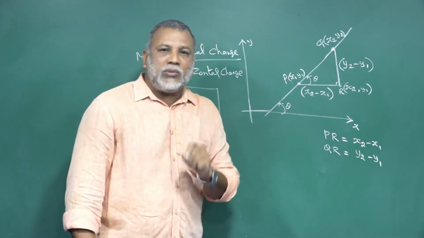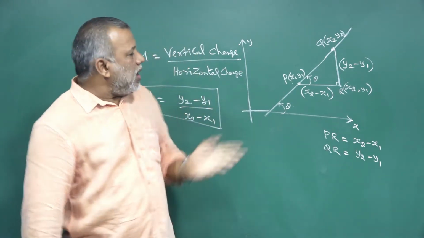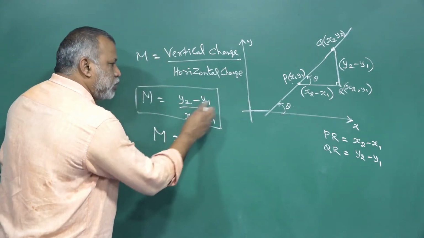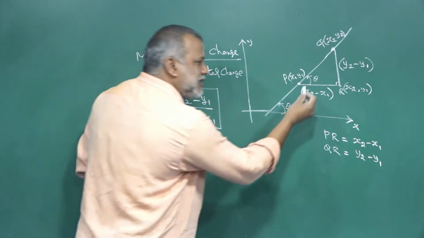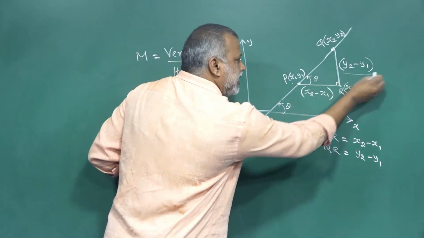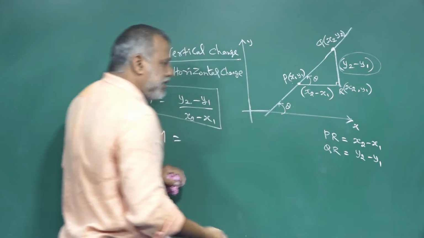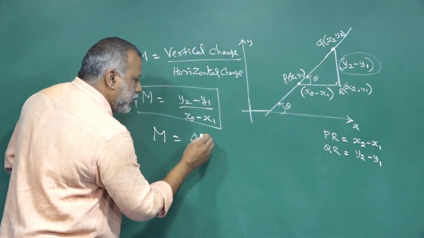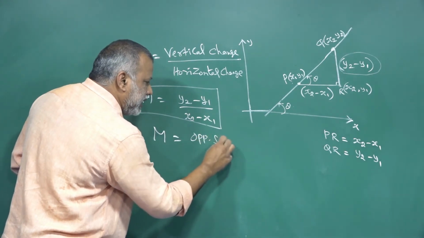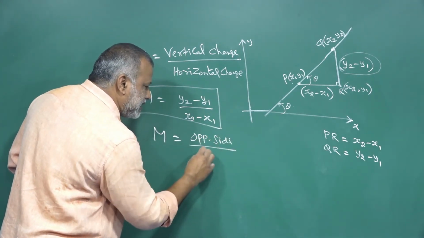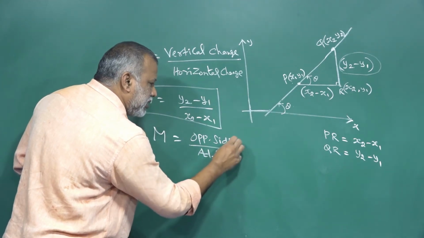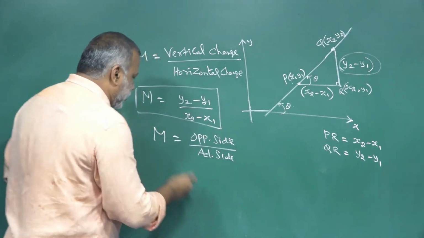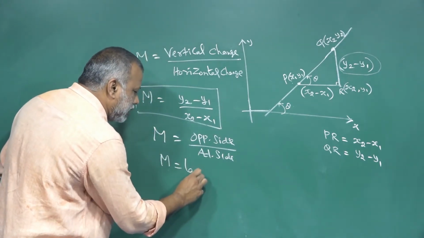Now we are using one more formula, slope m equal to tan theta. How are we deriving tan theta here? See this diagram: y2 minus y1 divided by x2 minus x1. Consider this is theta. Then this is the opposite side and this is the adjacent side. y2 minus y1 divided by x2 minus x1 is nothing but opposite side divided by adjacent side. In trigonometry, the ratio between opposite and adjacent is tan theta. Therefore, m equal to tan theta.